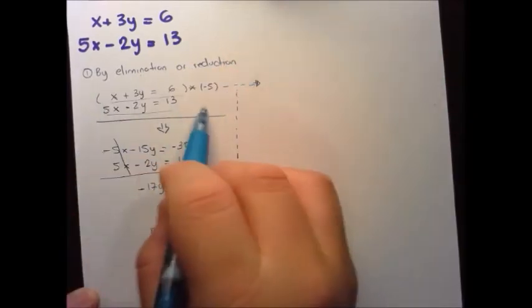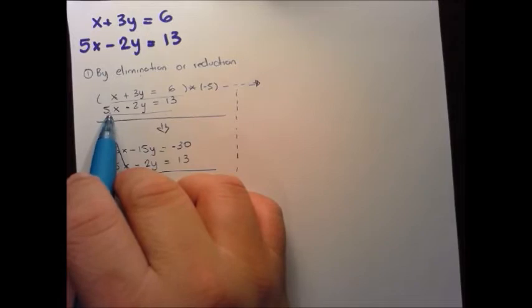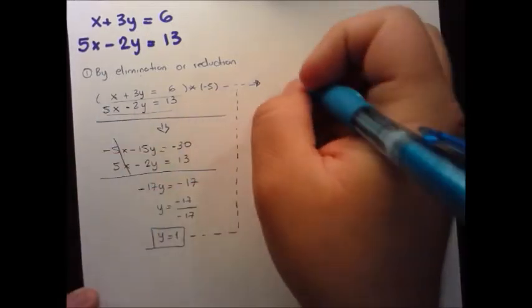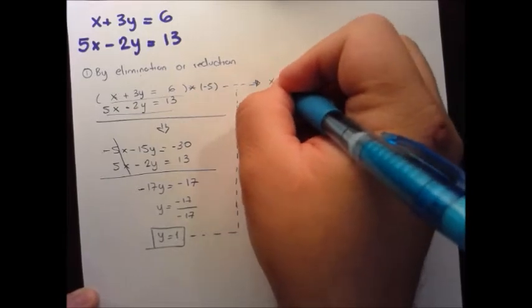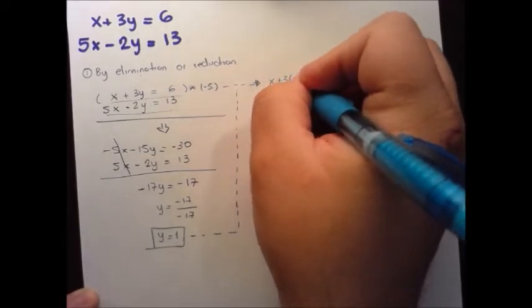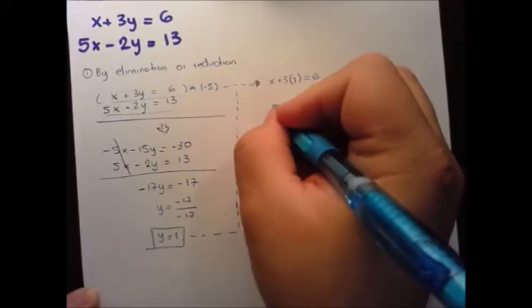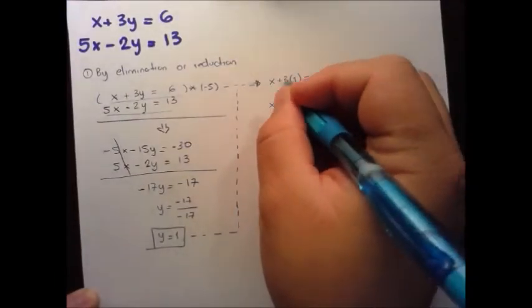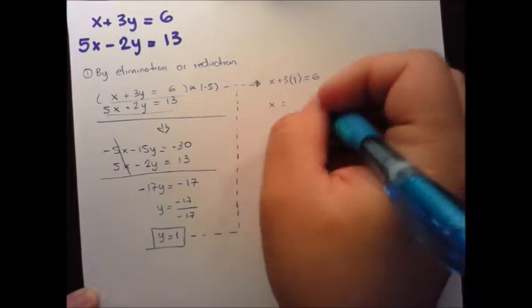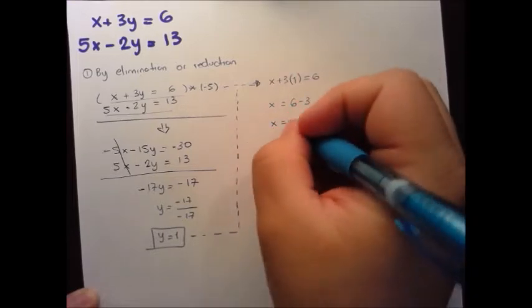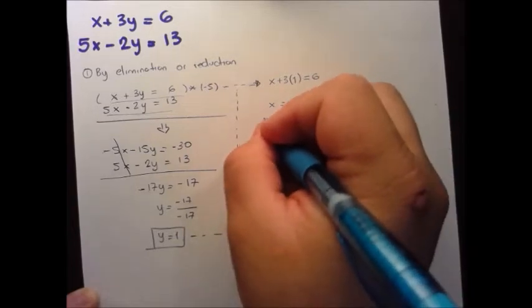If I choose the second one, I need to clear the x because it has 5, so that's why I choose the first one. So I'm going to write x plus 3 times 1, because y is 1, is equal to 6. So x is equal to 6 minus 3 times 1, which is 3. The x value at the end is going to be 3.